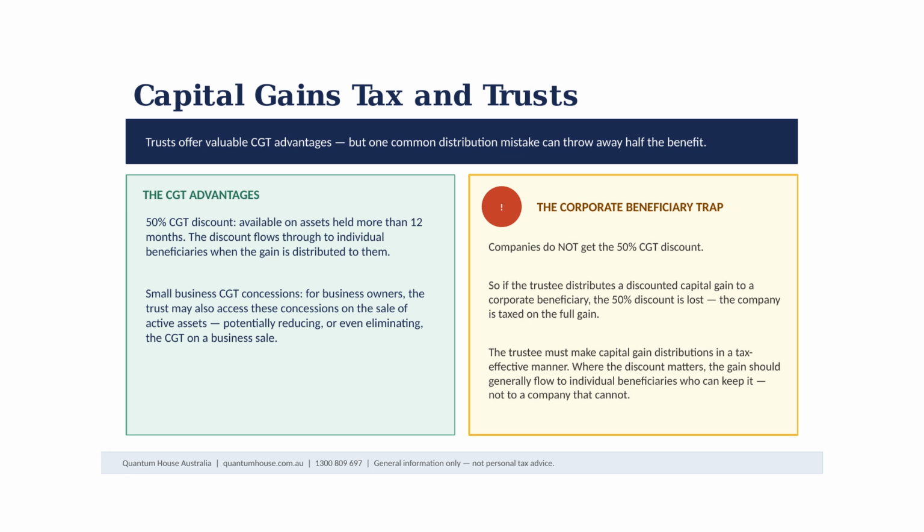And for business owners, the trust may also be eligible for the small business CGT concessions on the sale of active assets, which can reduce, or in some cases entirely eliminate, the CGT on a business sale.